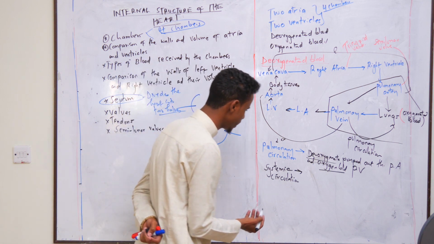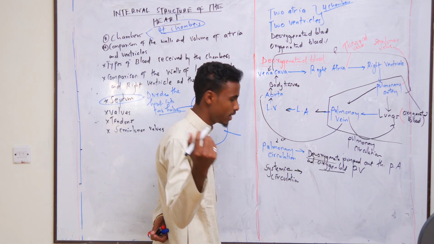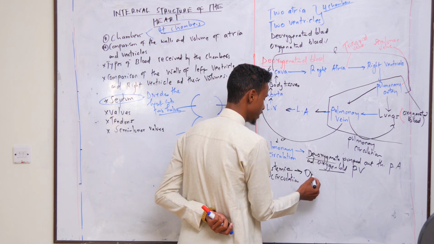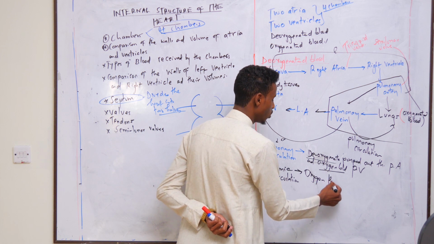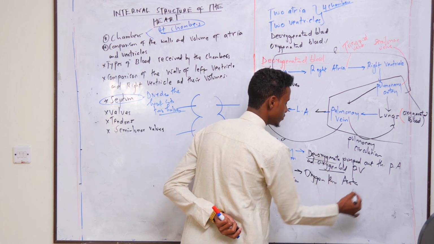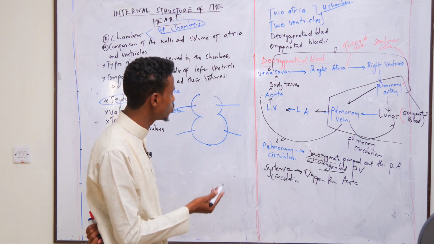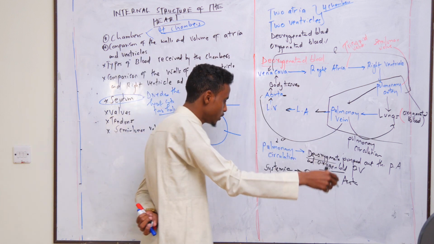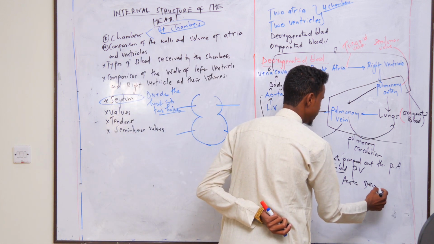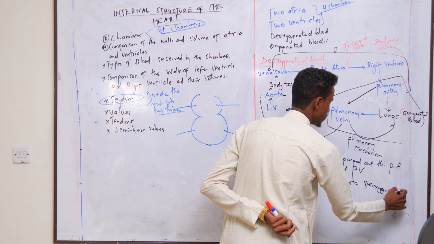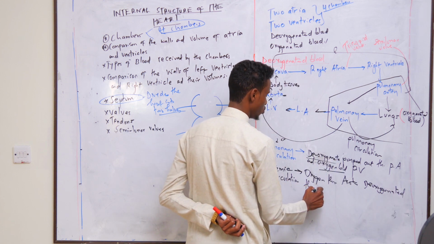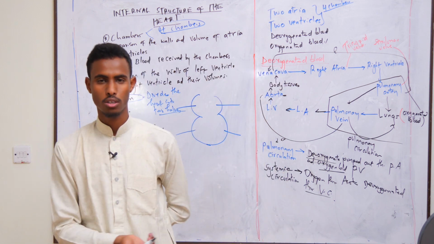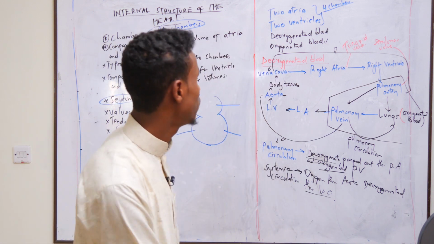Systemic circulation is a type of circulation where the heart pumps oxygenated blood through the aorta and receives deoxygenated blood through the vena cava. And therefore, that one is a systemic circulation, whereas the other one is a pulmonary circulation.